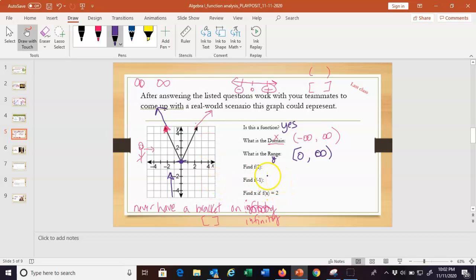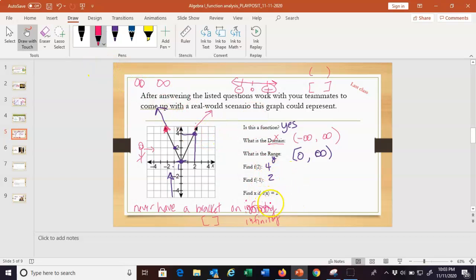All right, let's do our f of x's. So 2 is the input, so we're going to go to where x is 2, and what is y? So when x is 2, y is 4. How about negative 1? When x is negative 1, here, what is y? It is a positive 2. So we're just sort of reading our graph, analyzing it.